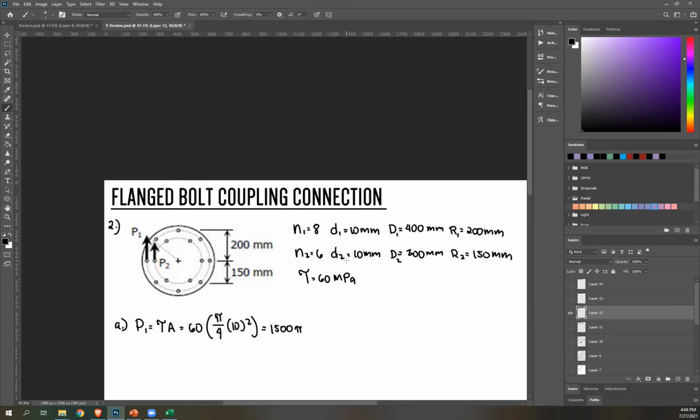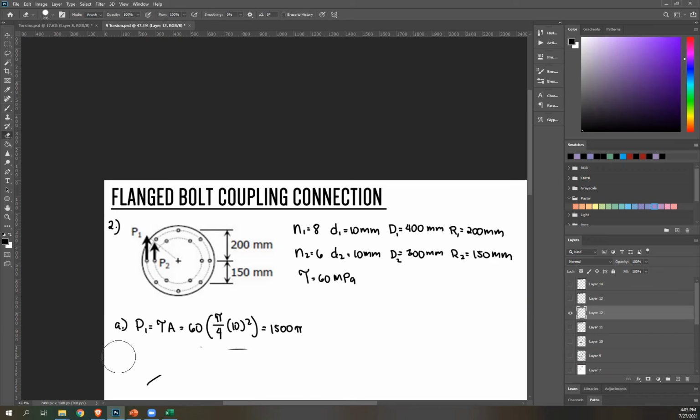Now you might think to get P2, we're going to do 60 times pi over 4, and then D2 is also 10 squared, and you'll get 1,500 pi. No, that's not how you do it, because the force of P2 will be dependent on the force of P1. They're not acting independently from each other. If there's a single torque applied into your system, P1 and P2 are dependent on each other. So this is very wrong.